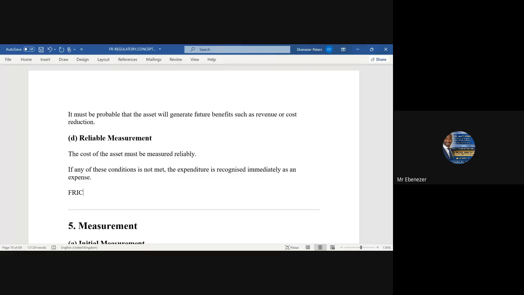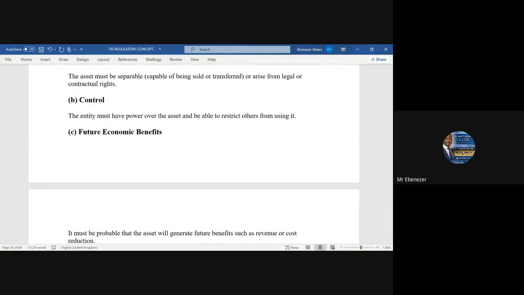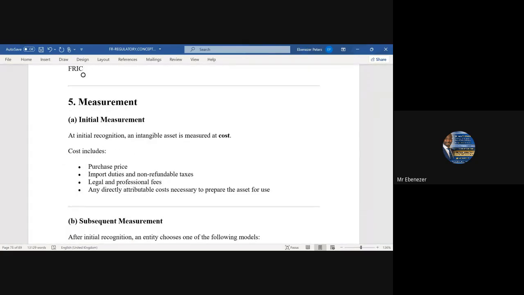So understand that FREAK stands for: F, future economic benefit; R, reliability of the cost being measured; I stands for what? Identifiability. You must be able to identify the intangible asset. And then the C stands for what? Control. Yes, you can control it. So FREAK is there. That's that for that.